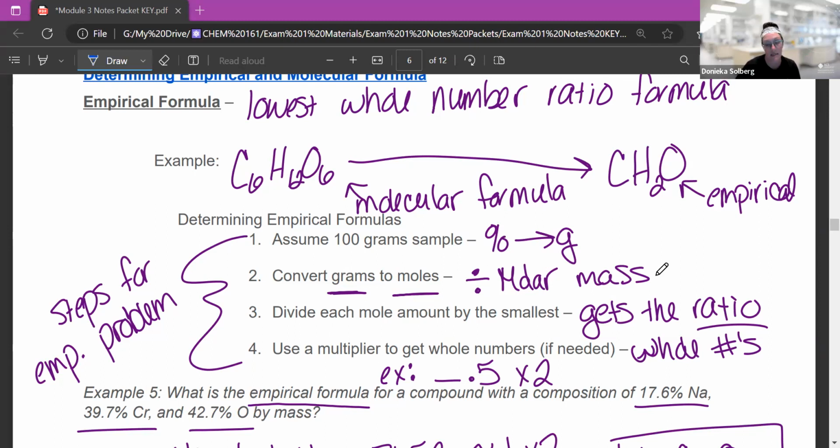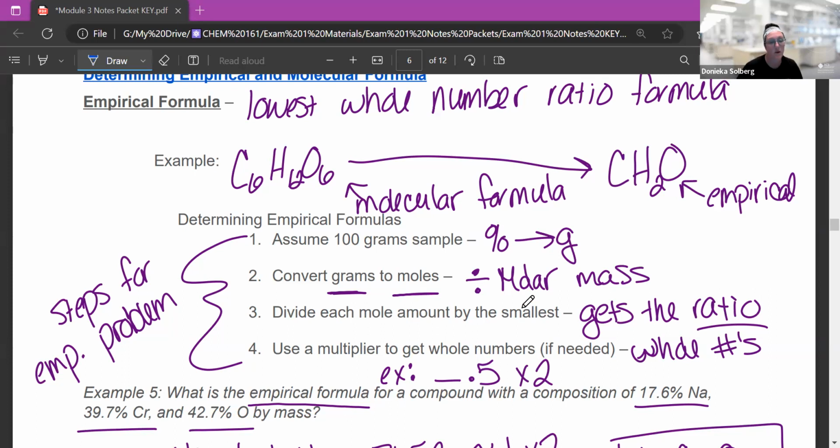Now, unfortunately, these numbers are never pretty. We'll get numbers with a whole bunch of decimals, and so it's hard to tell that this should be a 1 to 2 to 1 ratio. So how do we get it to whole number ratios? What you're going to do is take all of those mole numbers and divide them all by whichever one is the smallest number. That gets you to a ratio, because if you think about it, whatever one is smallest, you're going to divide by itself and you would get 1. And then the other ones, if you divide by that same number, you should get a whole number.